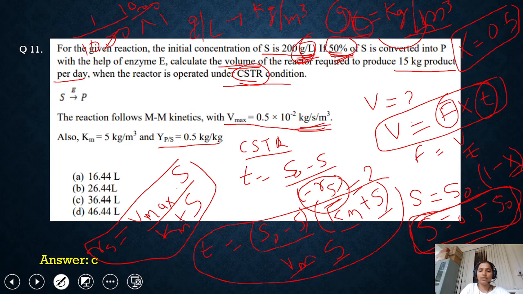So finally the time will come around. Can anyone try to solve this by putting all the values, so that you also know whether the answer coming is correct or not? So anyone please try to solve this.